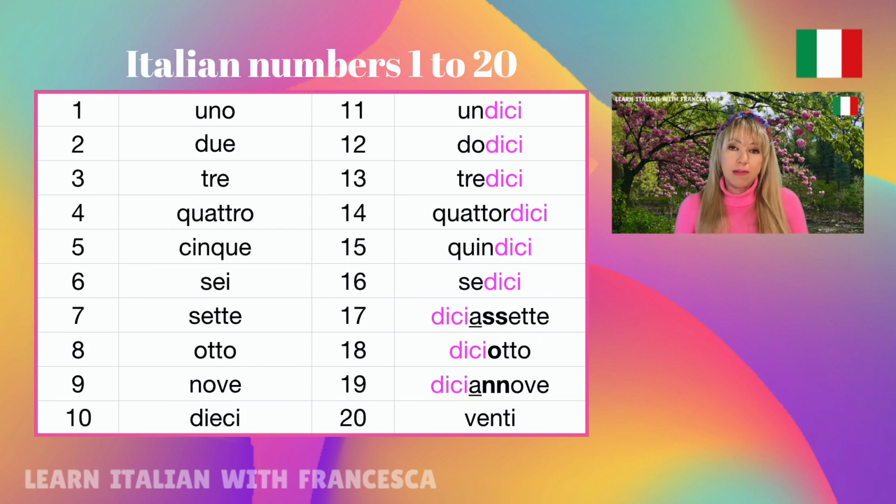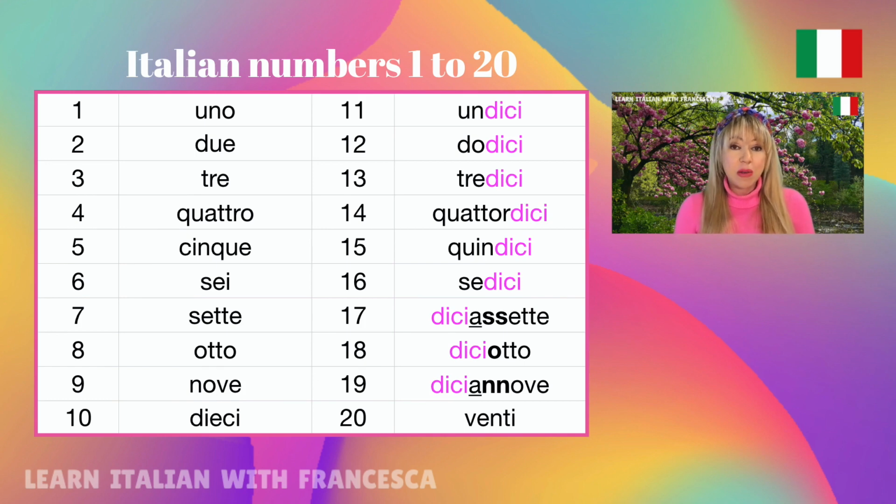For example, the number 11 is essentially 1 plus 10. So in Italian, we take a bit of the word for the number 1, uno, un, and a bit of the word for the number 10, dieci, dici. And so we put the two together and we end up with undici.